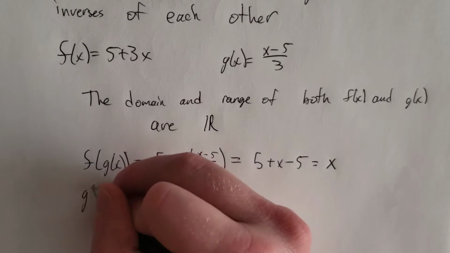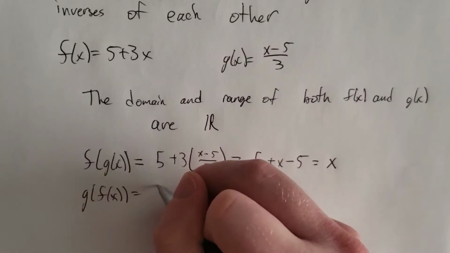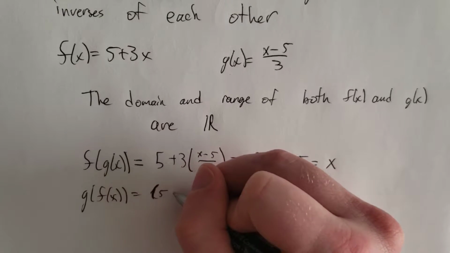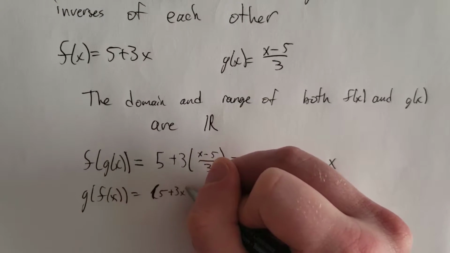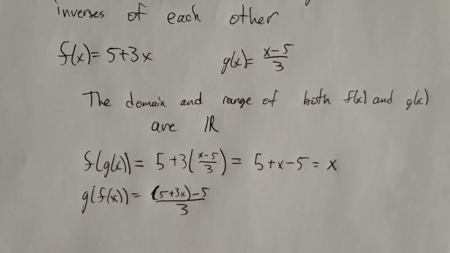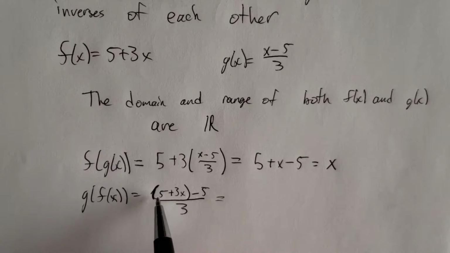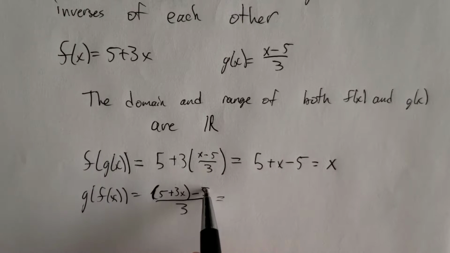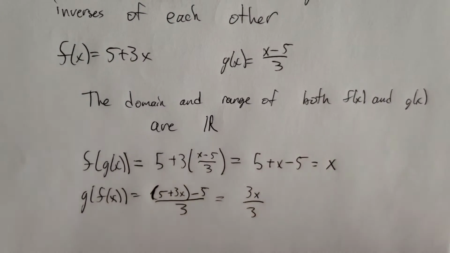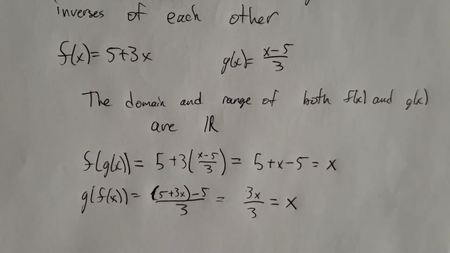Let's try g of f of x. g is x minus 5 over 3. Well, x gets replaced by f of x, so that's 5 plus 3x. Then we subtract 5, divide by 3. The numerator is 5 plus 3x minus 5. So we notice those 5's will cancel, and we get 3x divided by 3. Now the 3's cancel, and we just get x.